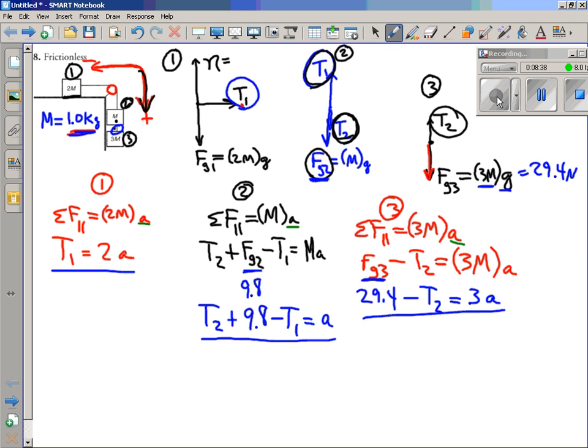And then in the case of object 1, we have both of these variables that we do not know, T1 and a. So we right now have three equations and three unknowns. And so we have a system of equations, and we can play our algebraic games here to solve for each of these. We want to know the tension in each case, and we want to know the acceleration.